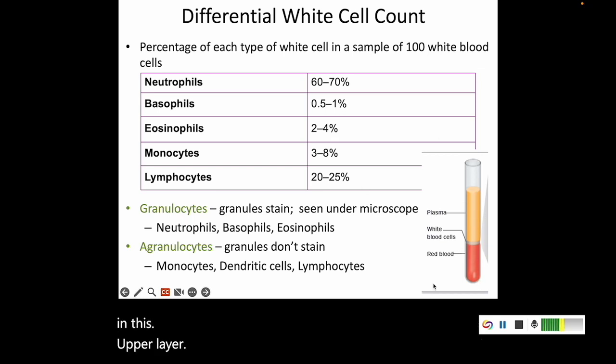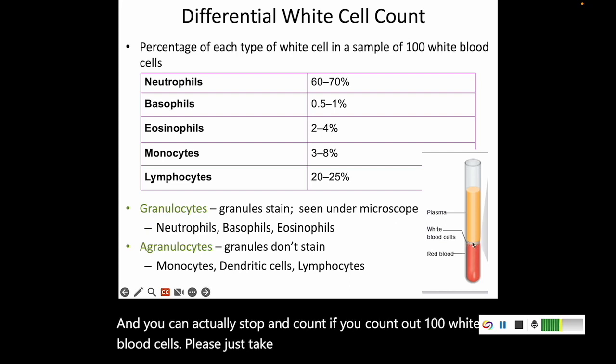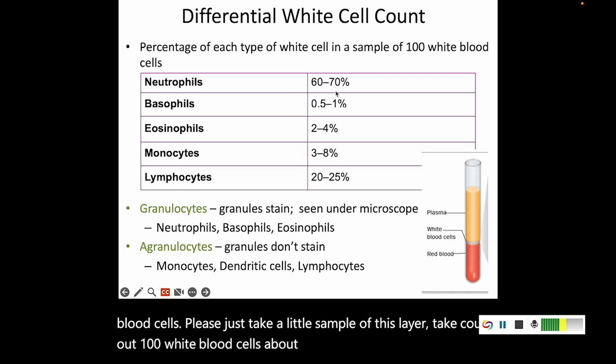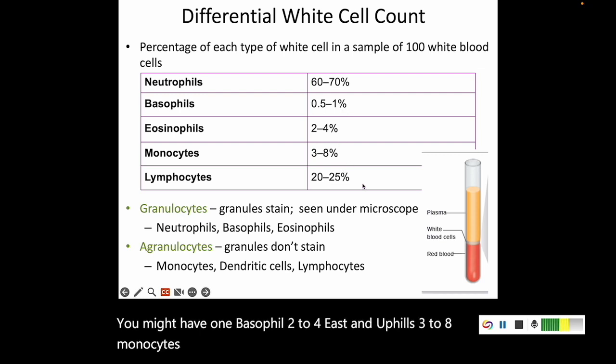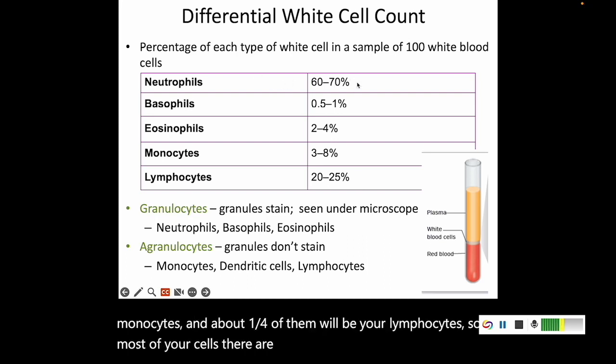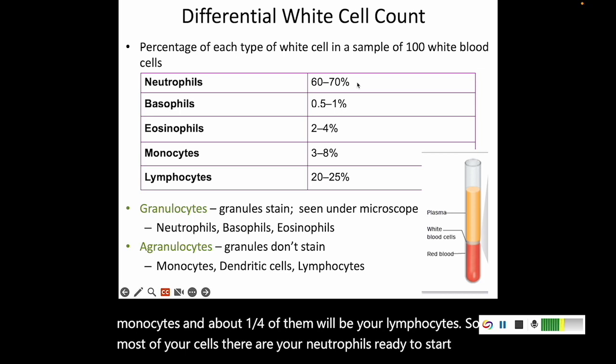And you can actually stop and count. If you count out 100 white blood cells, so just take a little sample of this layer, count out 100 white blood cells, about 60 or 70 of them should be neutrophils. You might have one basophil, 2 to 4 eosinophils, 3 to 8 monocytes, and about a quarter of them will be your lymphocytes. So most of your cells there are your neutrophils ready to start fighting right away when an infection happens.